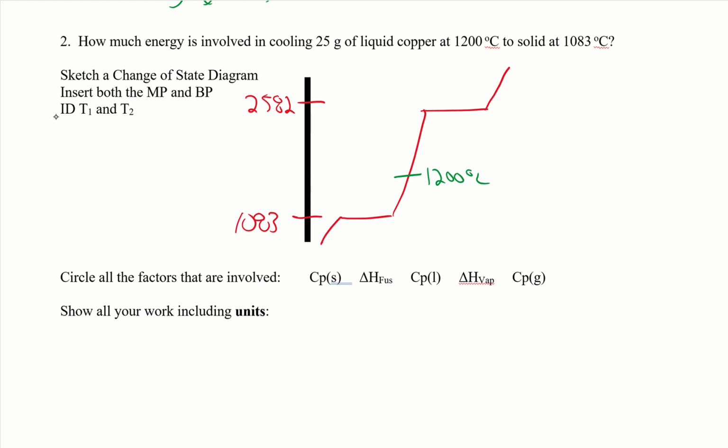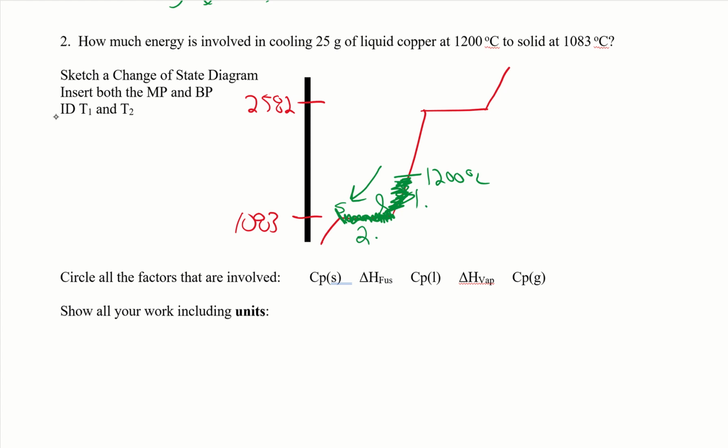So again, 1083 is the melting point. So are we here at a solid or here at a liquid? Well, the directions say we're at a solid. It's already gone through a phase change. So we have one step and then two steps. Okay, so it's a 2-step problem, and we're cooling. First step, right here, our temperature change, step number 1. Step number 2 is our phase change.